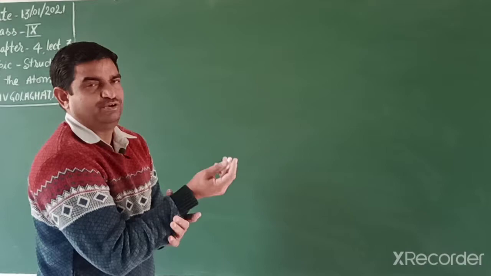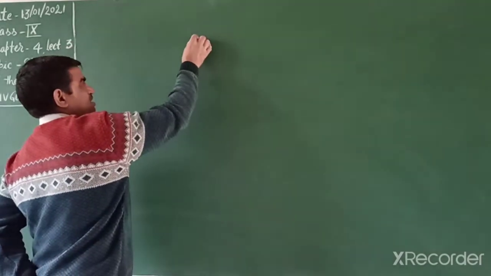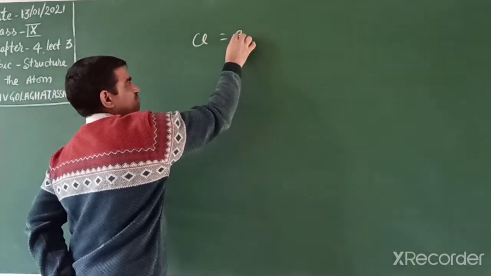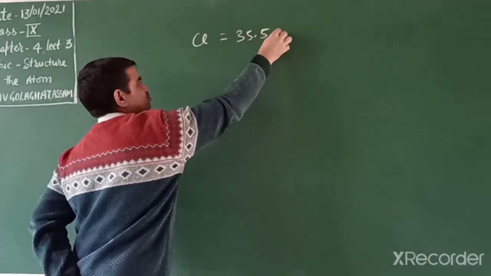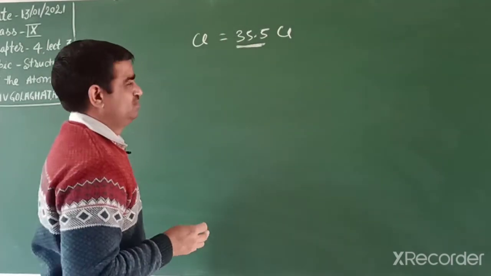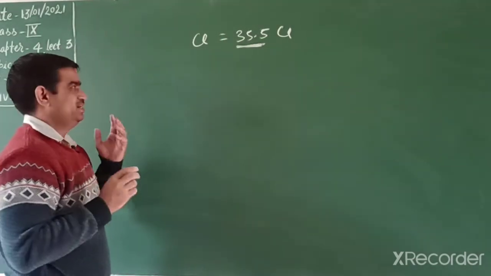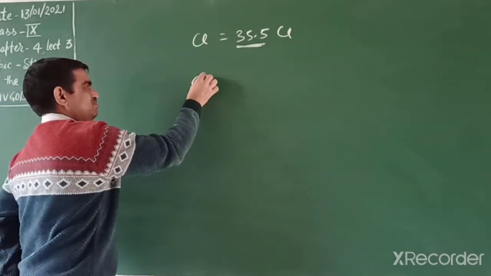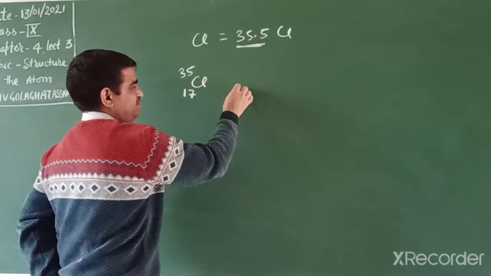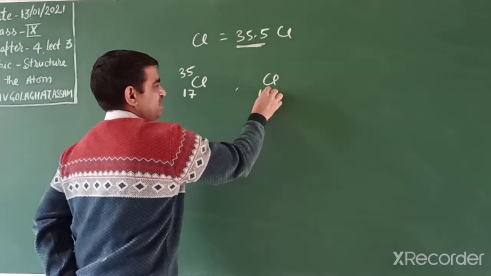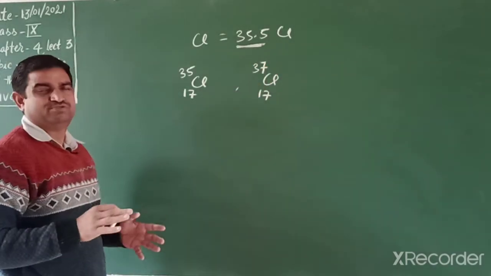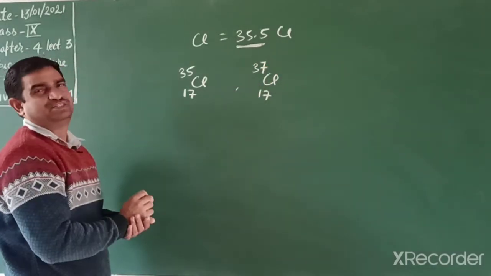Then the mass of chlorine. Chlorine mass generally we take as 35.5 u. So how can we find this? Chlorine has two isotopes, one is 17Cl35 and the other isotope is 17Cl37. These two different isotopes are found in nature in different percentages.